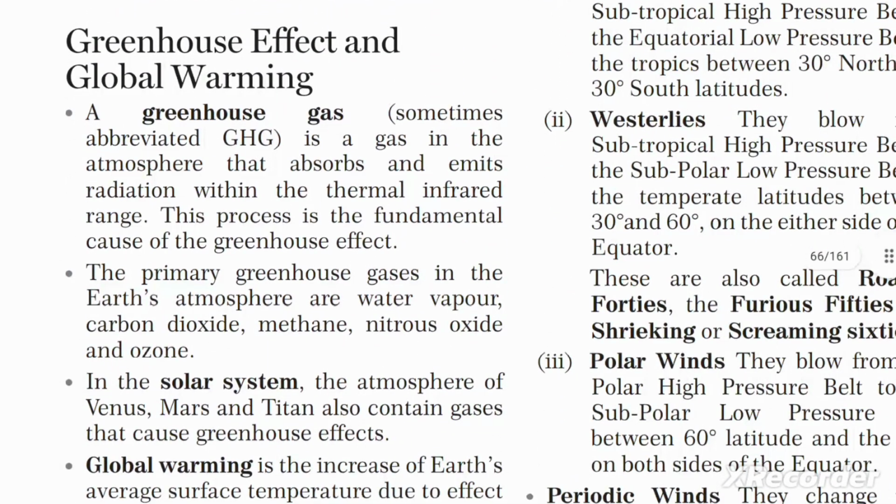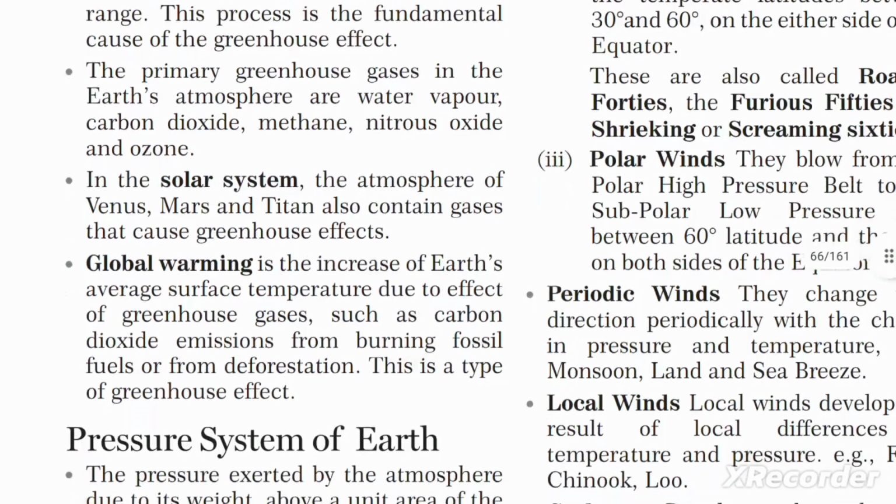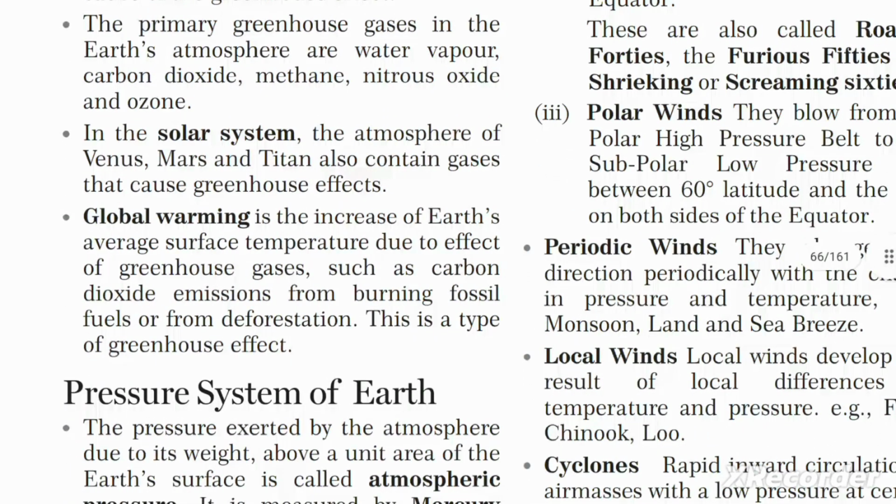Greenhouse effect and global warming. A greenhouse gas, sometimes abbreviated GHG, is a gas in the atmosphere that absorbs and emits radiation within the thermal infrared range. This process is the fundamental cause of the greenhouse effect. The primary greenhouse gases in the Earth's atmosphere are water vapor, carbon dioxide, methane, nitrous oxide, and ozone. In the solar system, the atmospheres of Venus, Mars, and Titan also contain gases that cause the greenhouse effect.